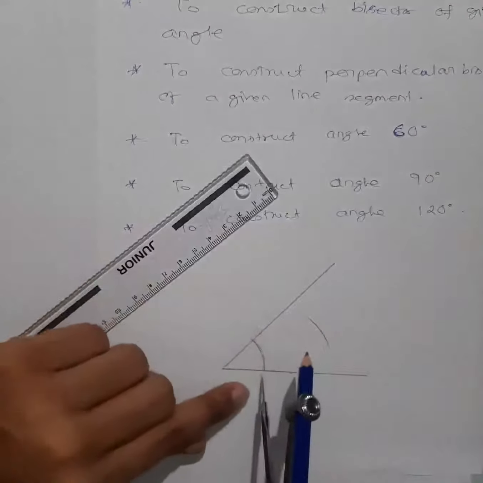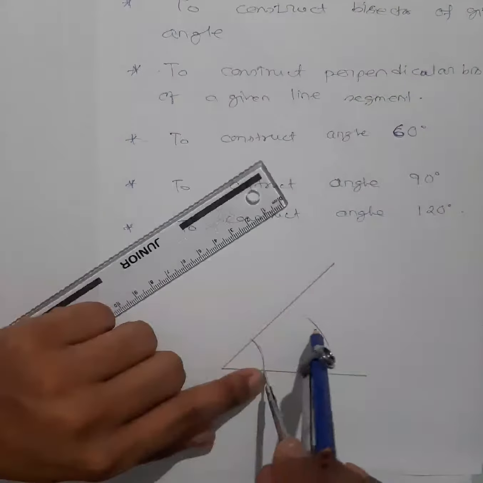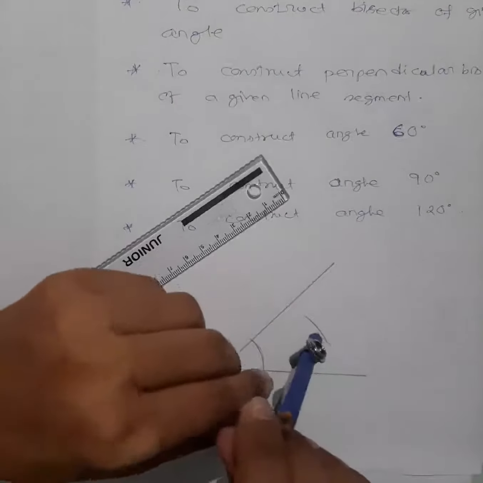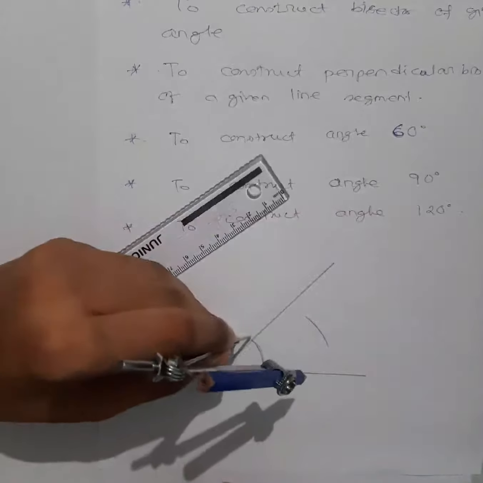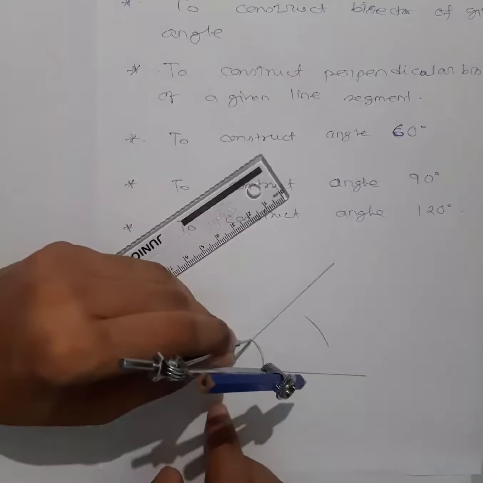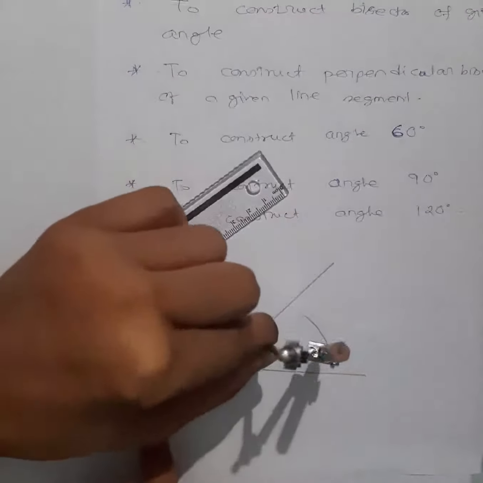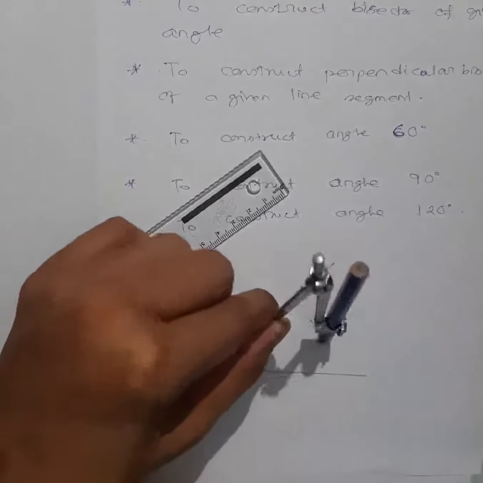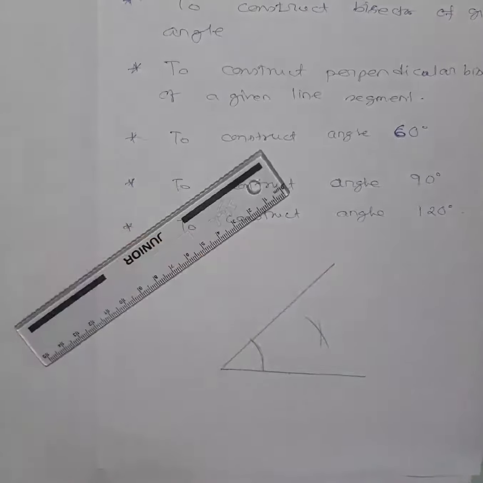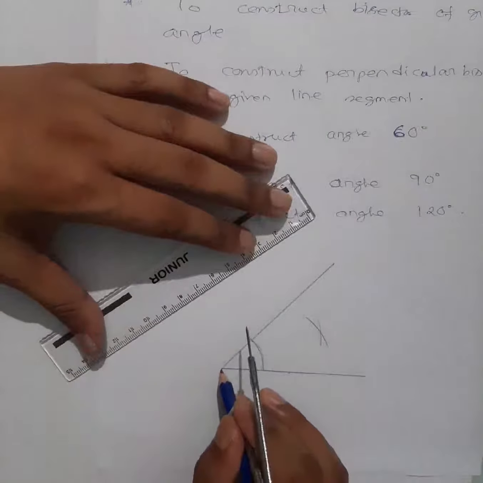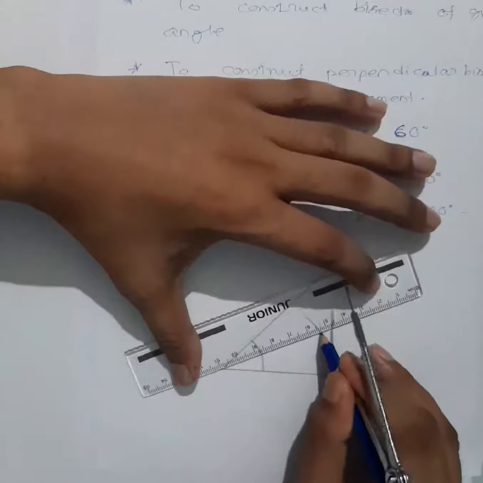I first put my needle on this end of the arc and then draw an arc here. Then, without changing the radius of your compass, you put your needle on the other end of the arc, like this, I hope you can see. Then you draw an arc here, and wherever it intersects, from there the bisector will pass. So the bisector will be drawn from this point to this point, so you have to see the point carefully.